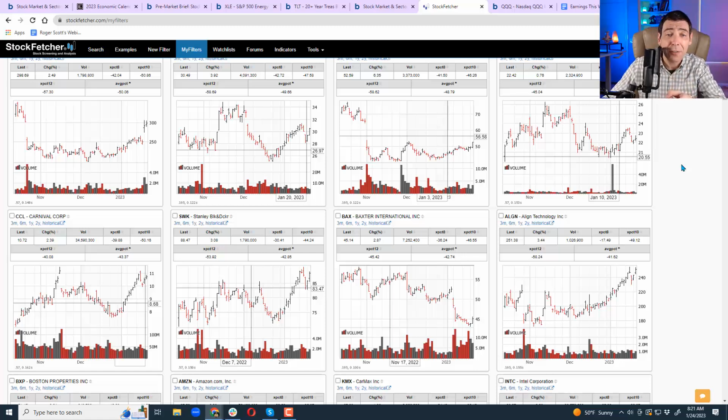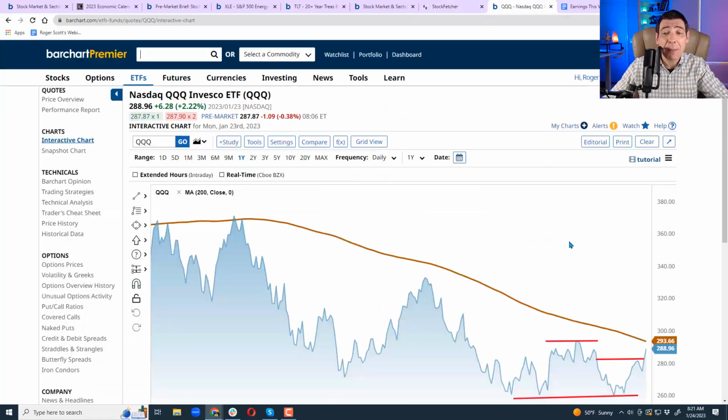Be very, very careful. We're still trading in the NASDAQ below the 200-day moving average. The market's gone up 6% since the beginning of the year, and we're still below the 200-day moving average. If that's not a sucker play, I don't know what is.